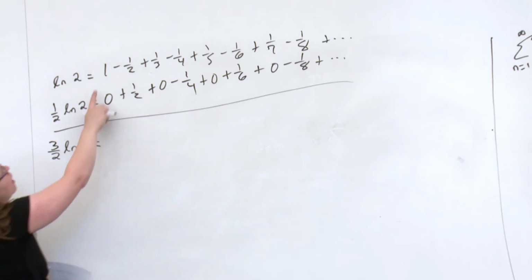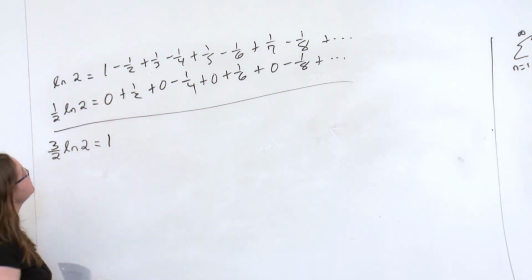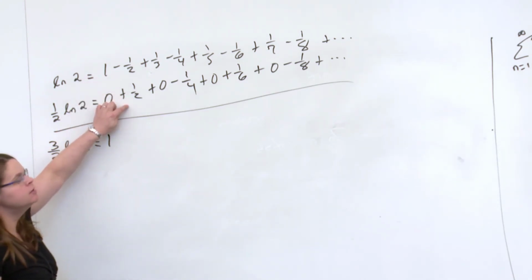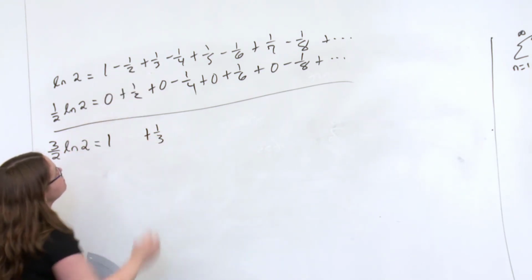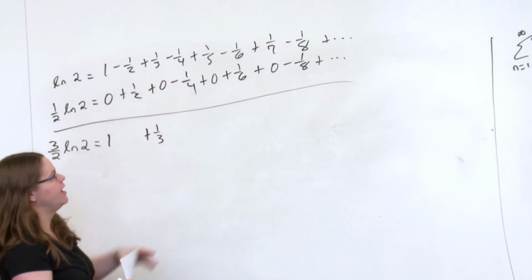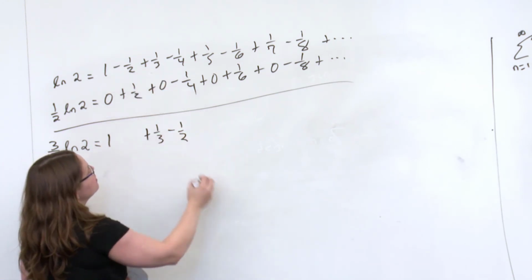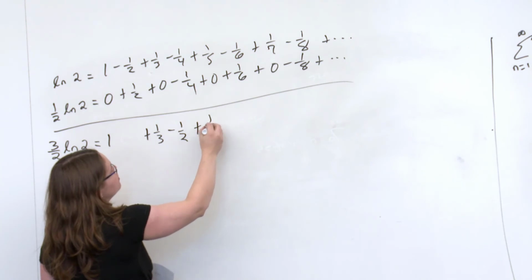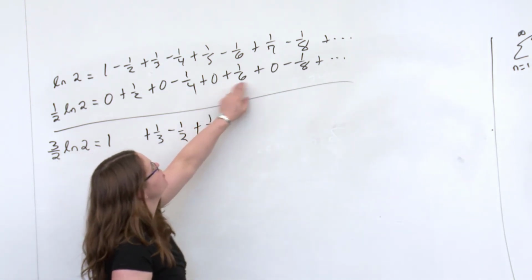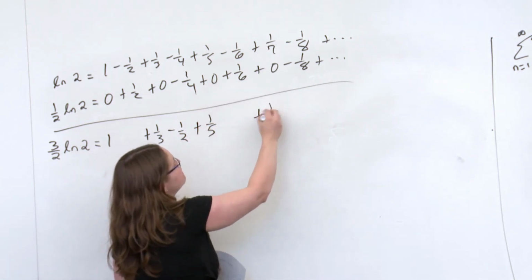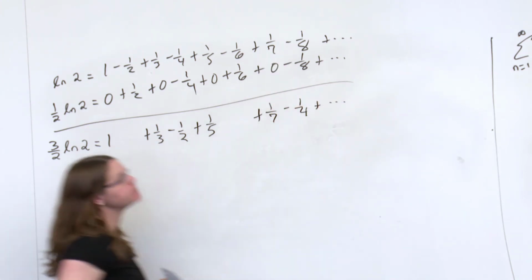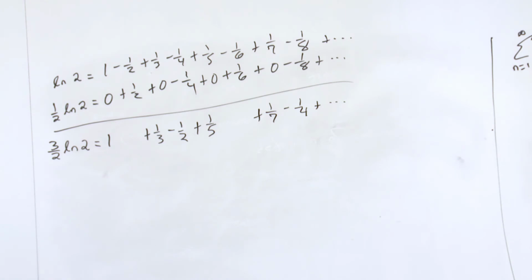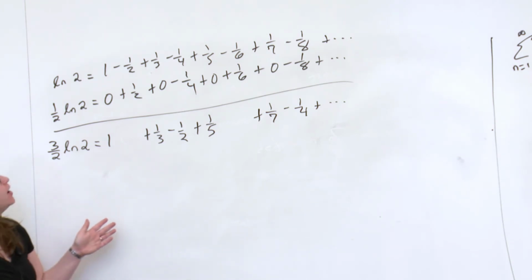And what do I get? I get 1, plus 0, plus a third, minus a half, plus a fifth. I get 0, plus a seventh, minus a quarter, and you can hopefully start to see the pattern coming, right?